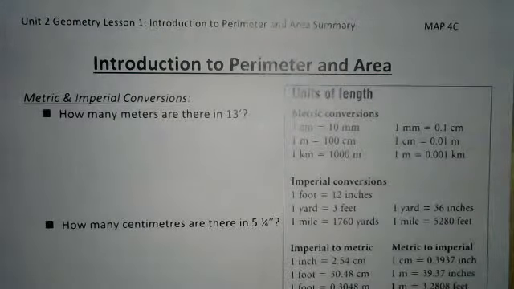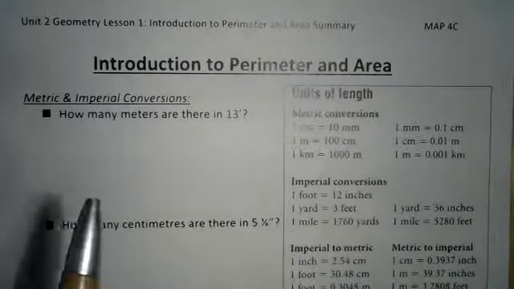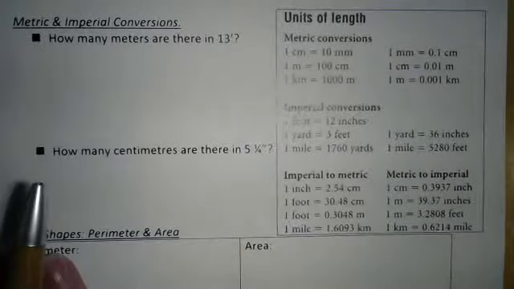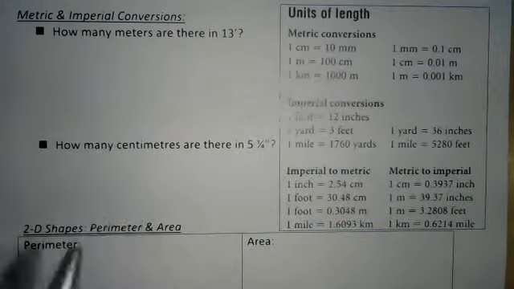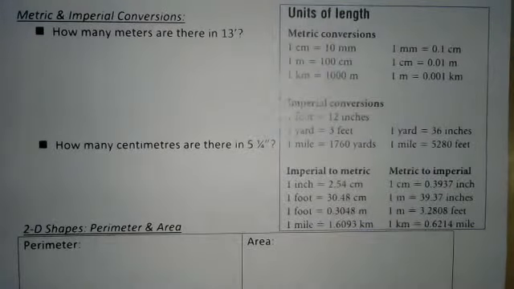So this is the geometry unit, first lesson. The first thing we're going to look at is perimeter and area. Just a really quick review, because there is more detail on doing unit conversions in the first unit.